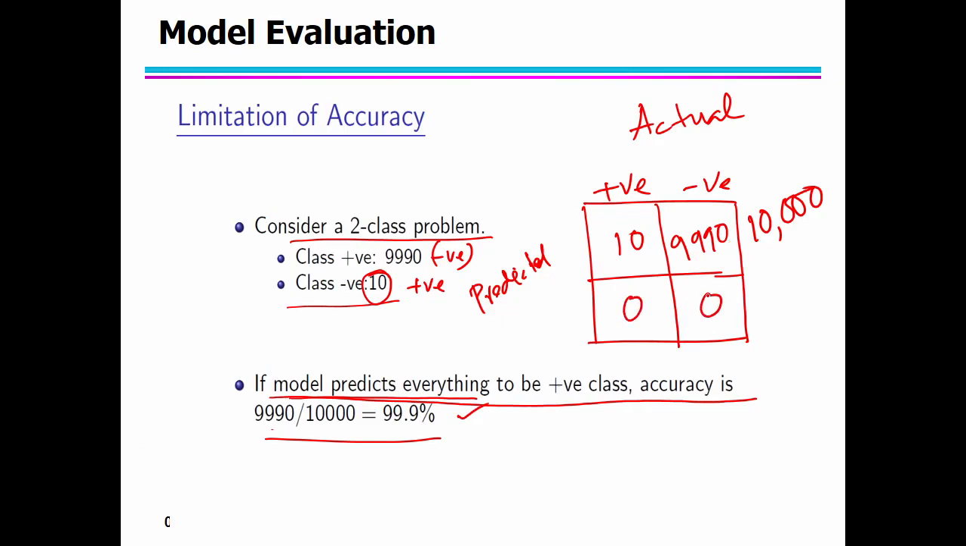Now, you compute the accuracy. What is the accuracy formula? This is true positive plus true negative, where true negative is 0. Then what will be the accuracy? 10 divided by the total number of objects. What is the total number of objects? 10,000. Then what will be the accuracy?